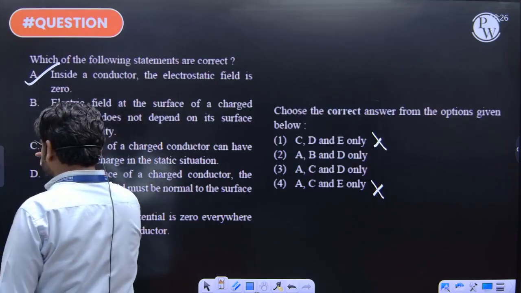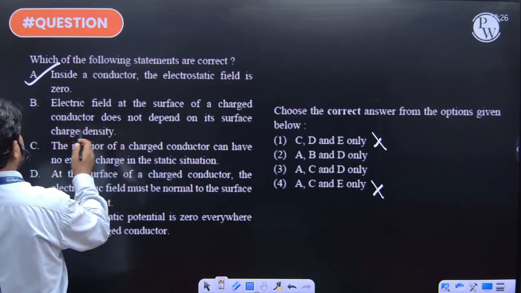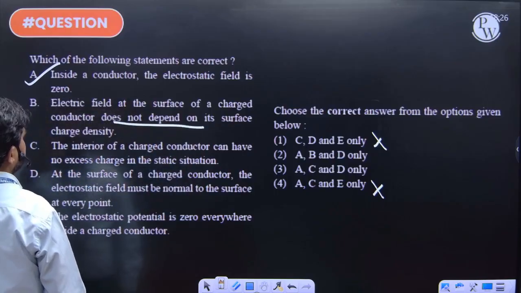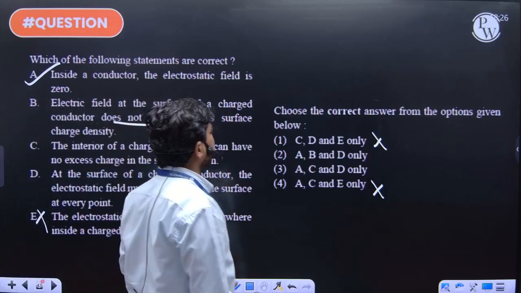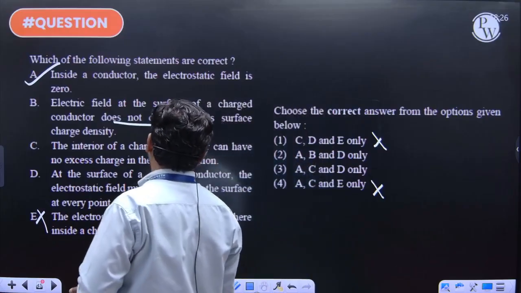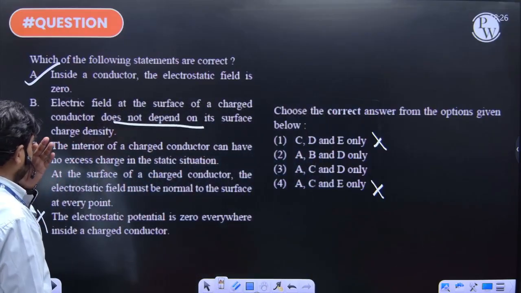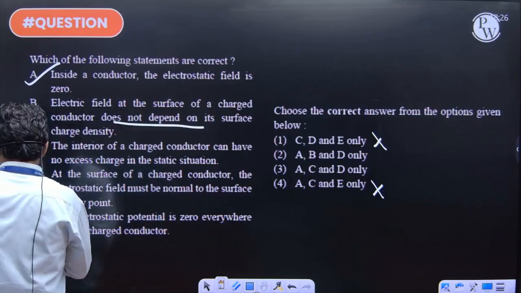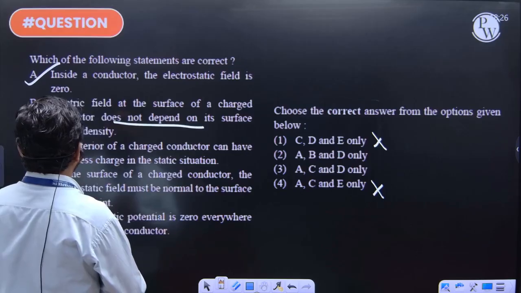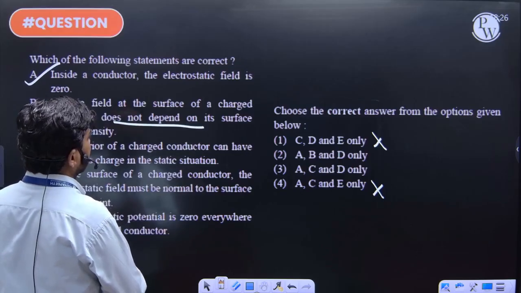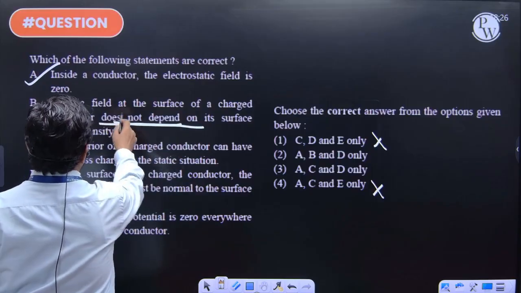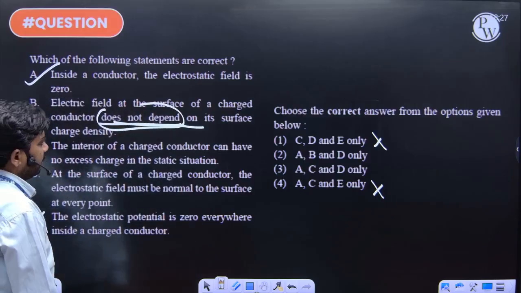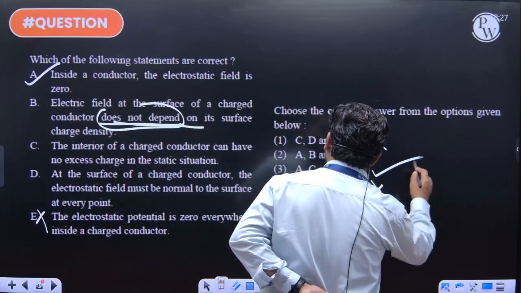Electric field at the surface of a charged conductor does not depend on its surface charge density. It depends on its surface charge density. More surface charge density means more electric field. We know this thing. So B is false. The statement says it does not depend, but it depends. So B is false, and the correct option is A, C and D only.